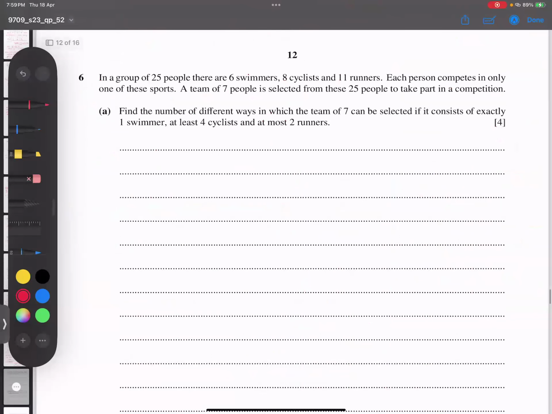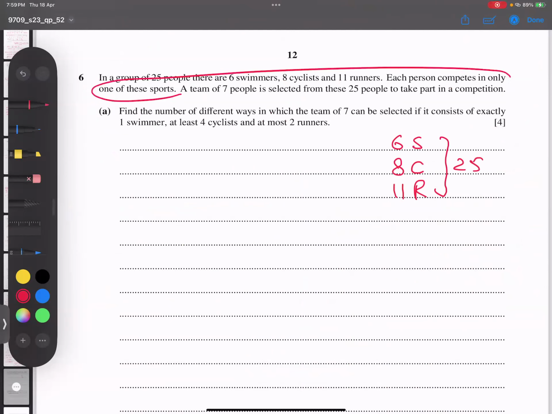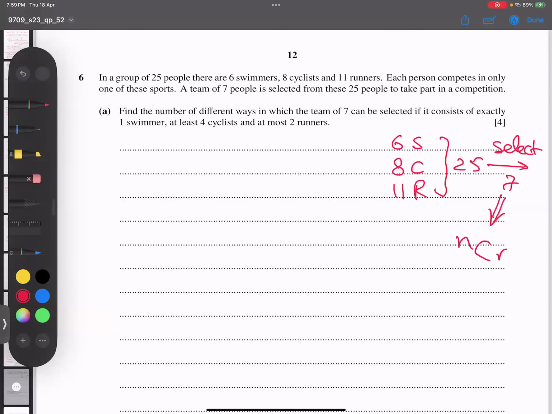Question number 6 we have. In a group, there are 25 people: 6 swimmers, S; 8 cyclists, C; 11 runners, R. Total are 25 people. Each person competes in only one of the sports. And a team of 7 people is selected. It means we have to select 7 people from here. And when selection comes, we have to go for combination, nCr.